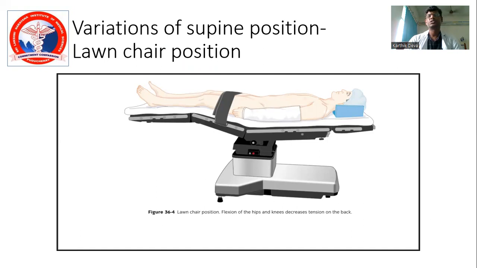Variation of supine position. As we have already seen in that slide, there are various supine positions. The first one is the non-chair position. Here it shows the normal non-chair position, which is slightly different from the normal dorsal decubitus position. Here, slight flexion of the hips and knees occurs compared with the dorsal decubitus position. Due to this flexion of the hips and knees, the tension on the back decreases.